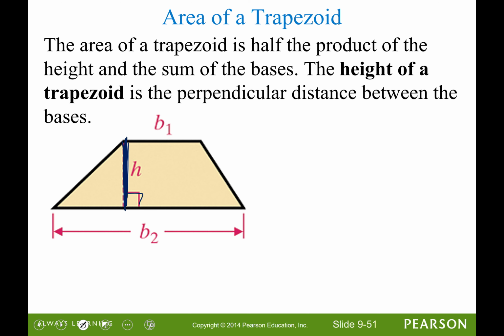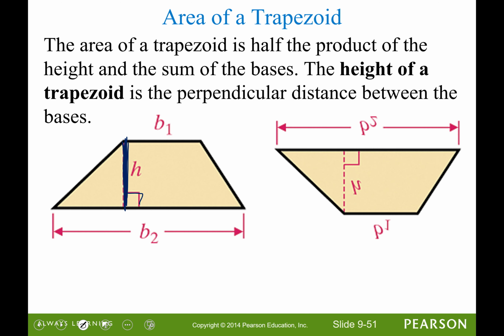And now, I want to show you, it doesn't matter if you flip this trapezoid the other direction. This is a base, this is a base, this is a leg, this is a leg. So the height is still the distance between the 2 bases, okay? And it's the shortest distance between, hence the perpendicular marking there.